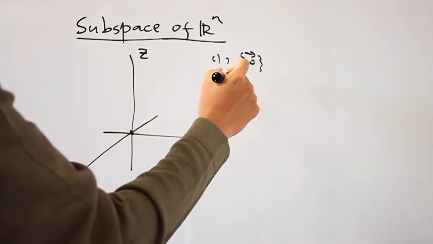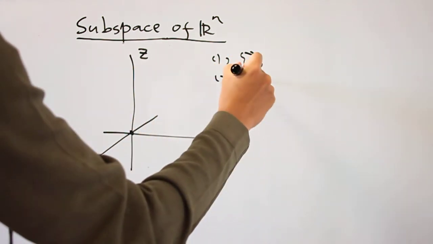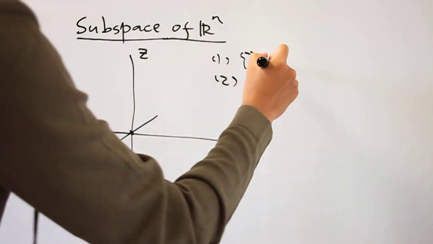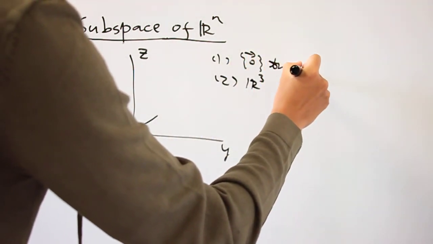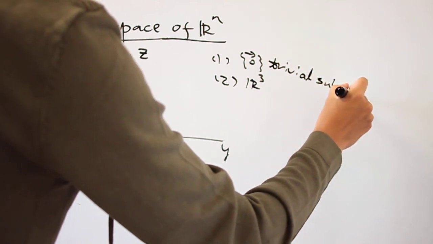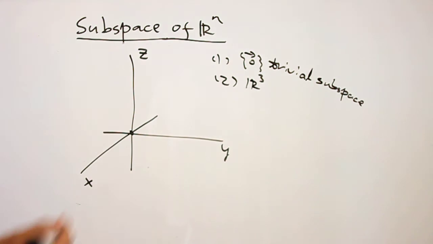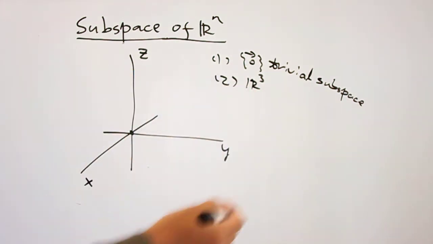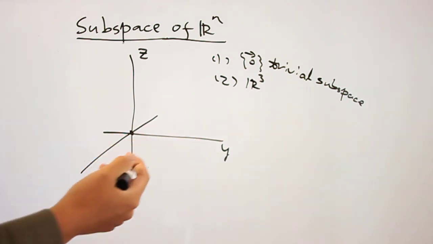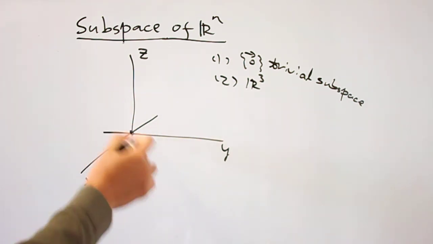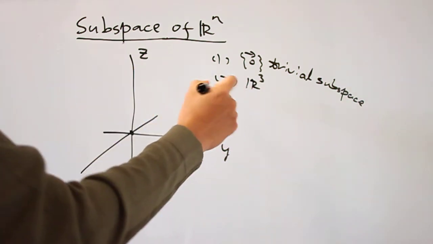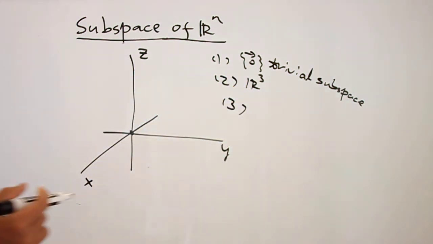Or you can have the entire R3. So you call this the trivial subspace because it is trivial. The entire R3, this whole space, by the property of a Euclidean space, contains 0 and is closed under addition and scalar multiplication. So that works.